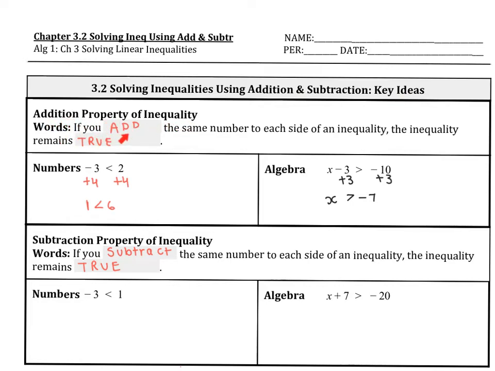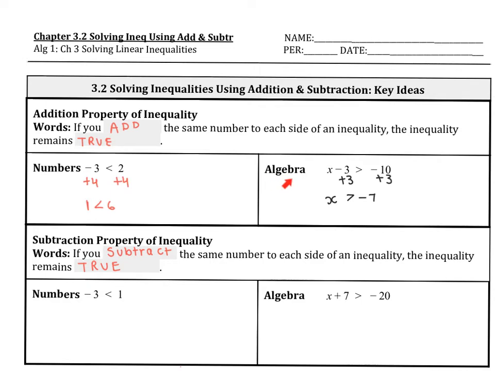Words: if you add the same number to each side of an inequality, the inequality remains true. So, for example, if you have negative 3 less than 2, that is a true inequality, and if you add 4 on both sides, it still will be true. It means adding or subtracting the same number from both sides will not affect the inequality, and the inequality will still be true if it was true in the beginning.